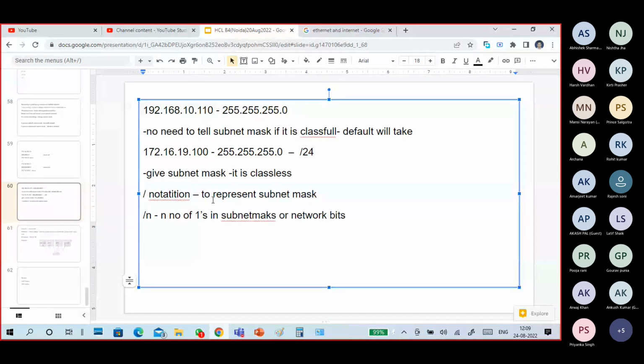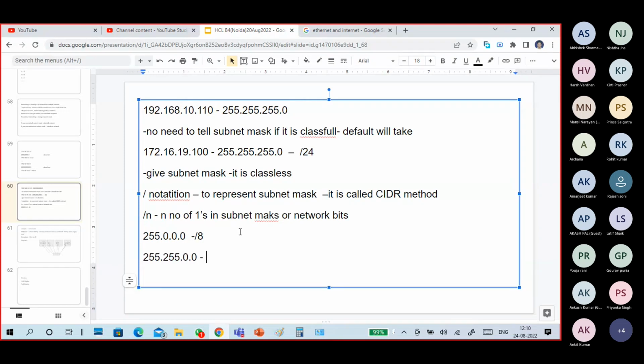So what is this? 24 means 255 is 8 ones, 8 ones, 8 ones, totally 24. Example here, look at here: 255.0.0.0/8. It is called the CIDR method. Find out what is CIDR: classless inter-domain routing.